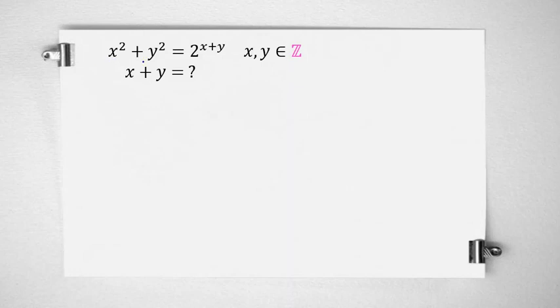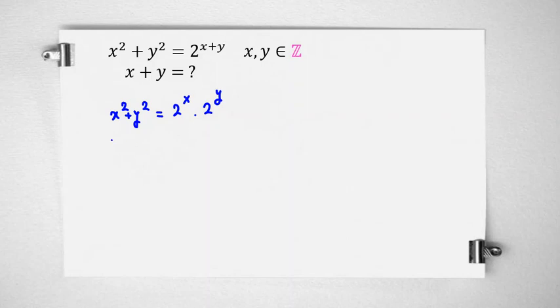x squared plus y squared equal to 2 to the x plus y. X and y are integers. X plus y is what? So here, left hand side is x squared plus y squared, and right hand side is 2 to the x plus y. By power rule, if you have plus in the power, it will be product in the base: 2 to the x times 2 to the y.